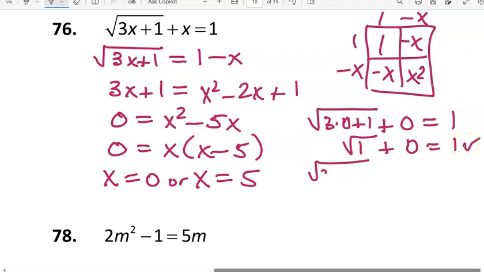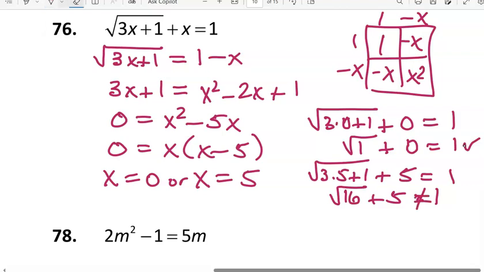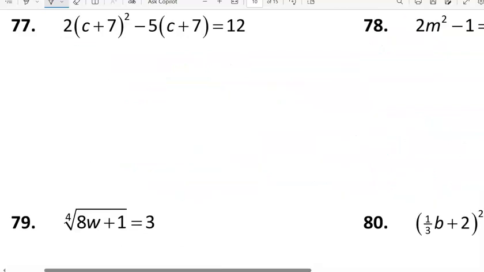Now let's check 5. Under the square root, 3 times 5 plus 1 plus the x value of 5 should equal 1, and that gives me the square root of 16 plus 5 is equal to 1. That's not a true statement, so x equals 5 is an extraneous solution, and we have only one valid solution, x equals 0.